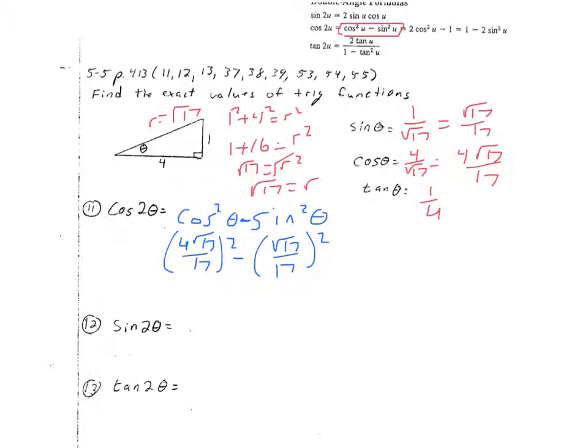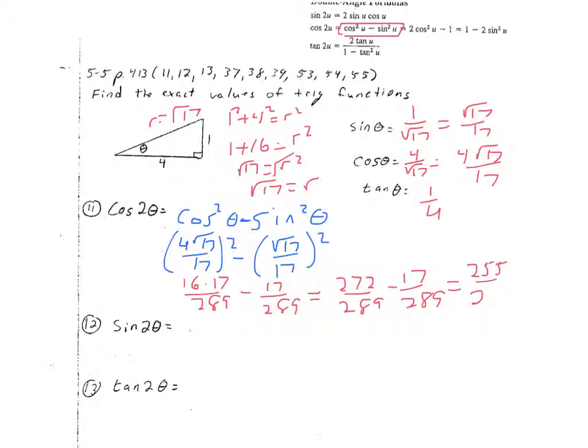Working that out, that gives me 16 times 17 over 289 minus squaring the square root of 17. I'm going to get 17, and squaring the 17 again, 289. The 16 times 17 in the numerator on the first one gives me 272 over 289, and subtracting the 17 over 289. And you can use a calculator to do these. You're going to get 255 over 289, and that happens to not be reduced. The final answer is 15 over 17.